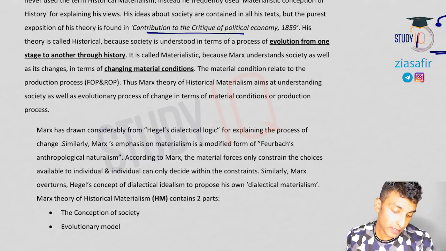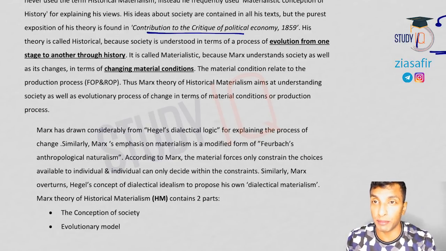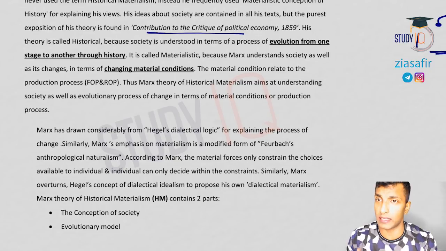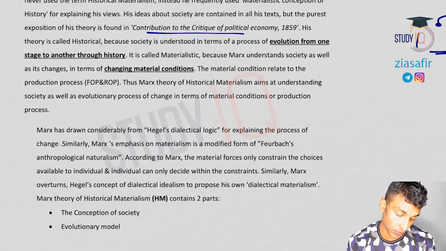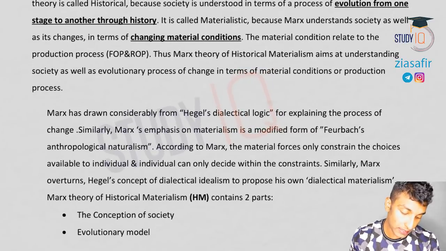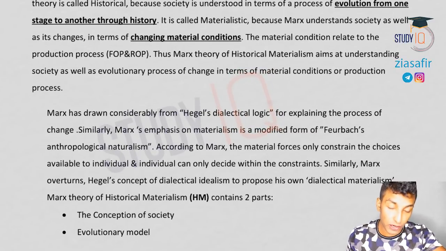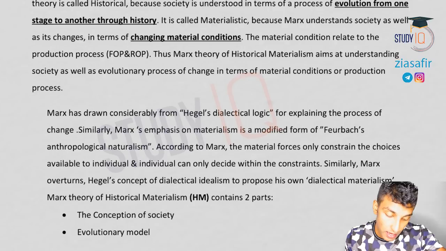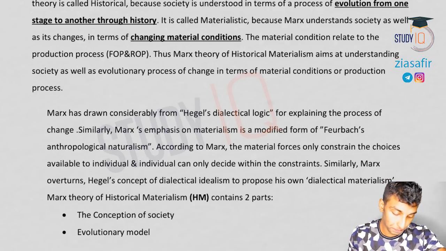It is called materialistic because Marx understood society as well as its change in terms of changing material conditions. The material conditions relate to the production process, FOP, ROP, etc. Okay, that's all about economic infrastructure. Thus, Marx's theory of historical materialism aims at understanding society as well as the evolutionary process of change in terms of material conditions or the production process.